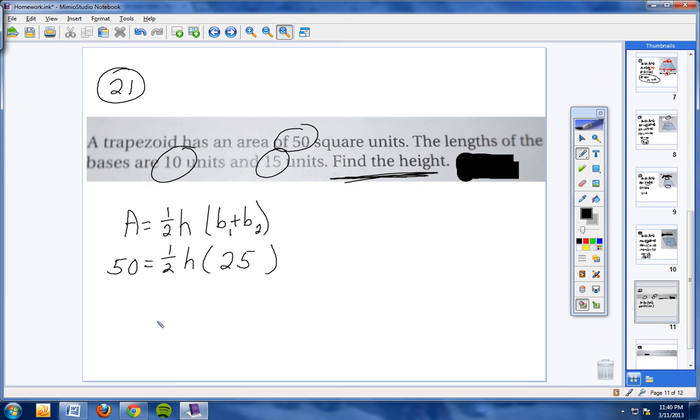Okay? Now, we always want to simplify. We cannot simplify the left side. It's 50. But we can simplify this side. 1/2 times 25 times H would be 12.5H. Use a calculator if you need to. Okay? And now we divide both sides by 12.5, and you will get 4. You will get 4 for your answer. So your height equals 4.